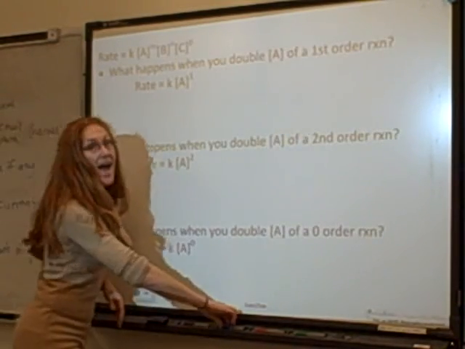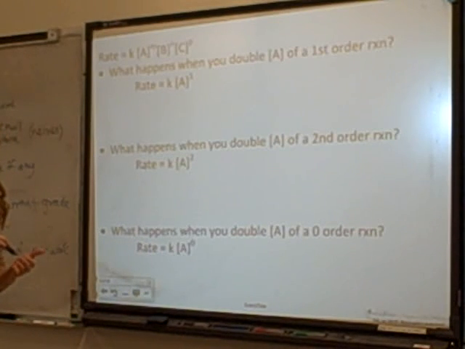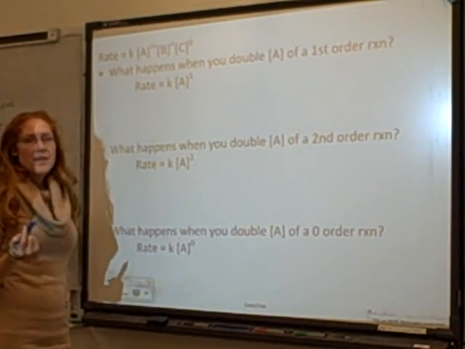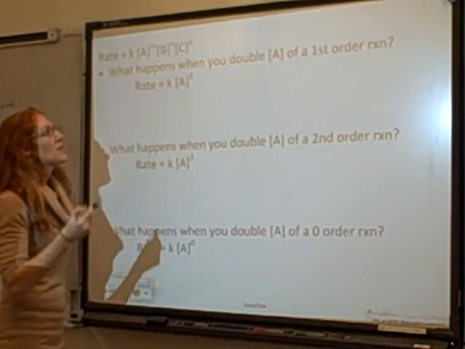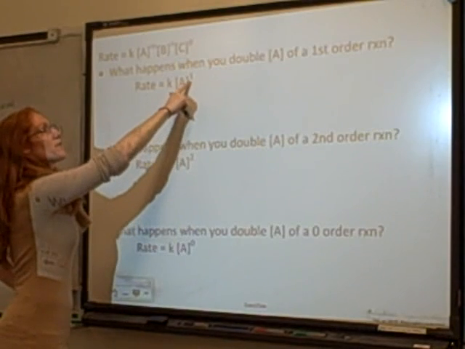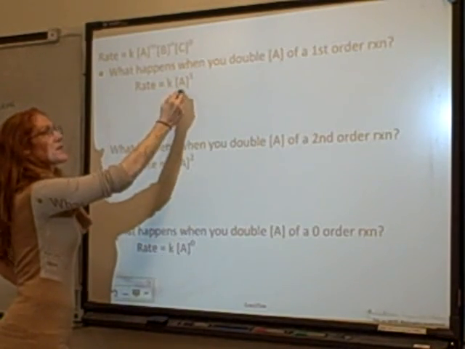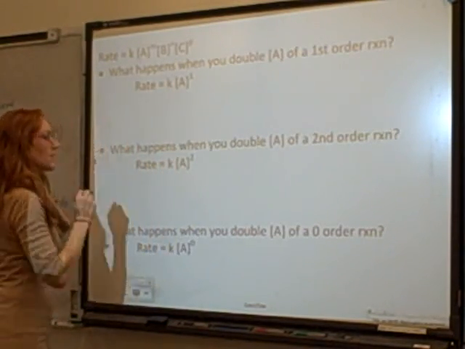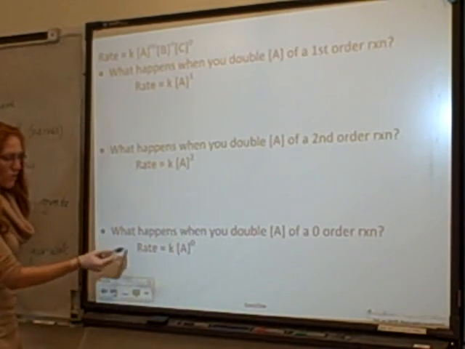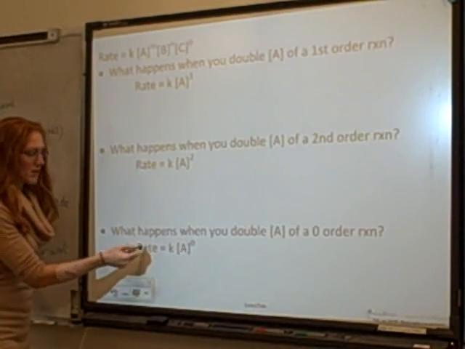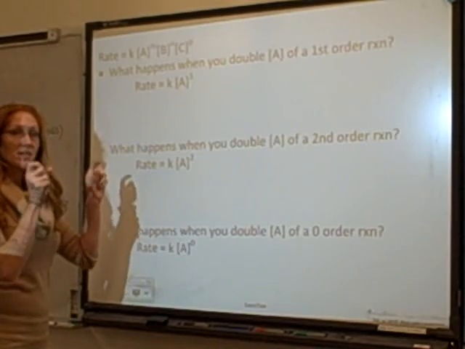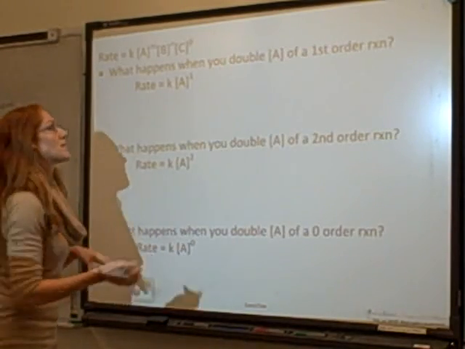Okay, so let's see how we would actually change the concentration and see how that affects the rate. I think the easiest way to do it is to double concentrations and look mathematically at what would happen if you have a first order: rate equals K times the concentration of A to the first power. Or second order: rate equals K times the concentration of A to the second power. Or a zero order: rate equals K times the concentration of A to the zero power. So I'm going to set up a situation where I double the concentration and see how the rate is affected.